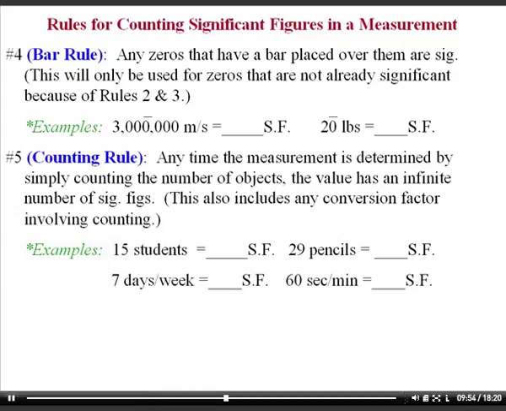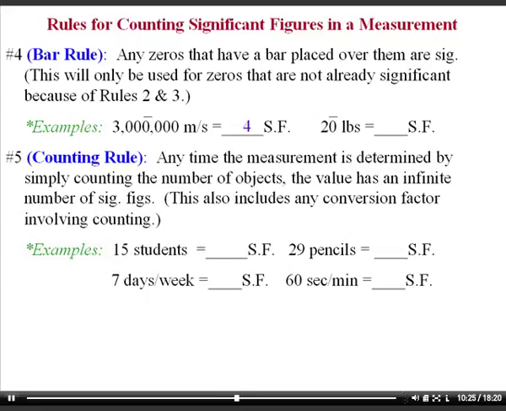The bar rule is what we use to tell people that a 0 before a decimal point was the last estimated digit. So if you had 3 million meters per second as a velocity and you wanted to tell people that you rounded it off to the nearest 1,000 of meters per second, you could put a bar or a line over that 0 where you're telling people, okay, that was my estimated digit. So 3 million with a bar over the third 0 would contain a total of 4 sig figs.